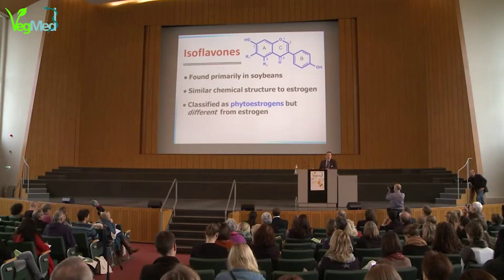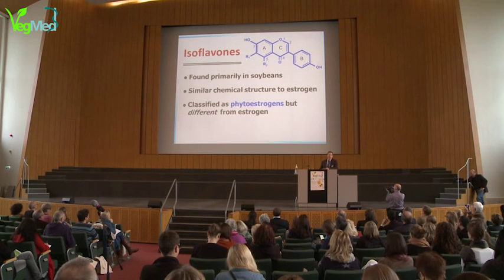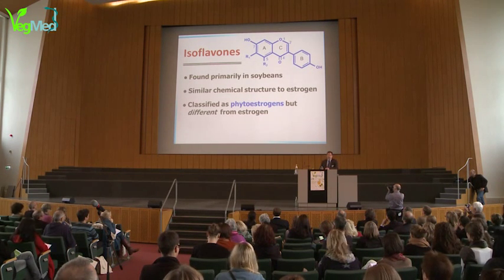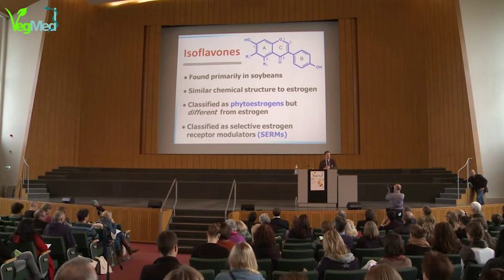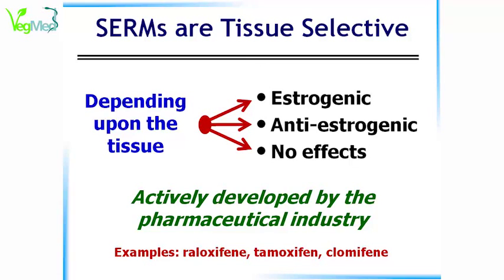However, the phytoestrogens, or plant estrogens, in soy are very different from the hormone estrogen. And in fact, in addition to being classified as plant estrogens, they are also classified as selective estrogen receptor modulators. This is a term that is widely used in the pharmaceutical industry. Examples of selective estrogen receptor modulators include the breast cancer drugs raloxifene and tamoxifen.